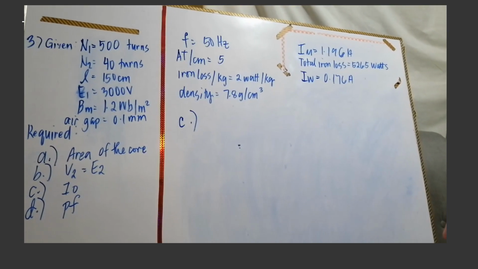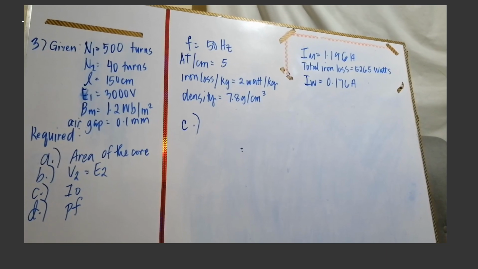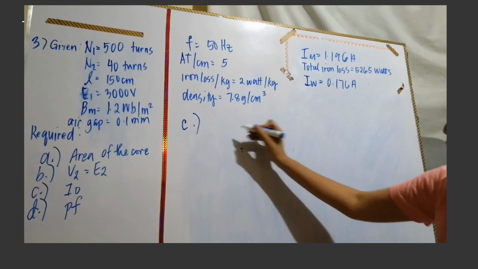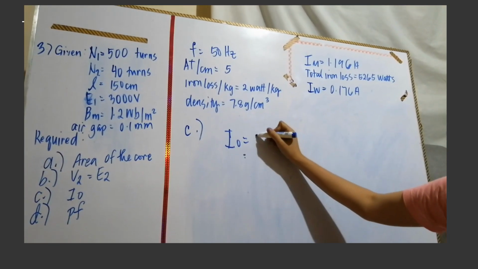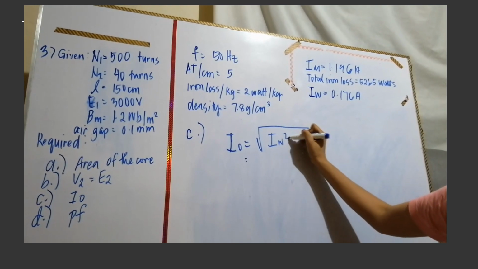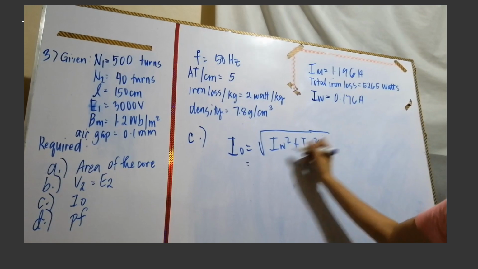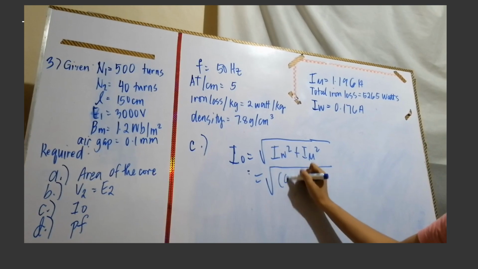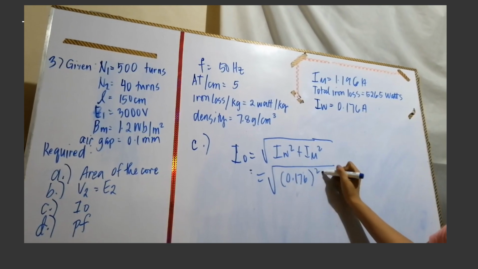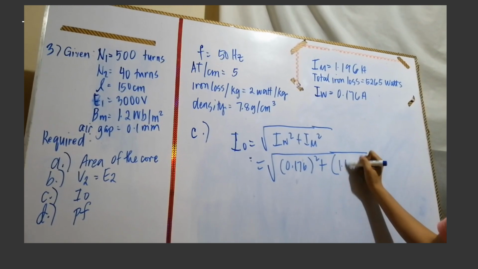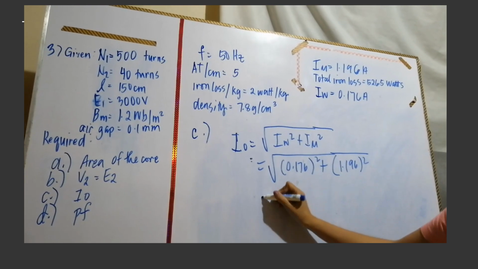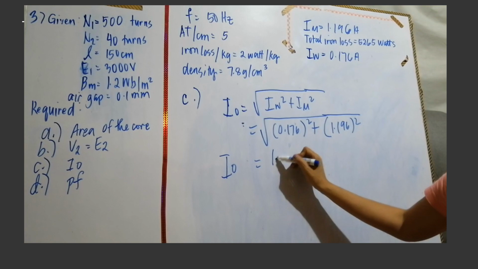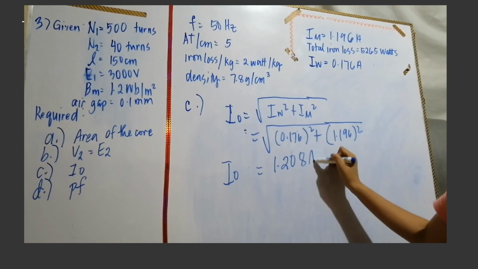So obviously, with our previous vector diagram, I sub 0 is the vector sum of I sub W and I sub mu. Hence, we have I sub 0 is equal to square root of I sub W squared plus I sub mu squared. Substituting the values that we obtained previously, we have 0.176 amperes squared plus 1.196 amperes squared. So we will get the value of I sub 0, which is equal to 1.208 amperes.